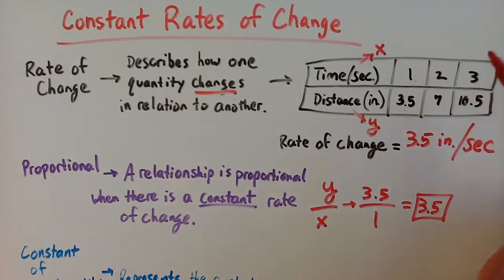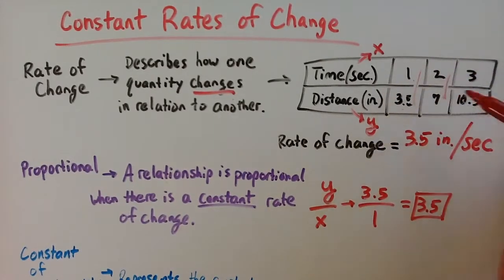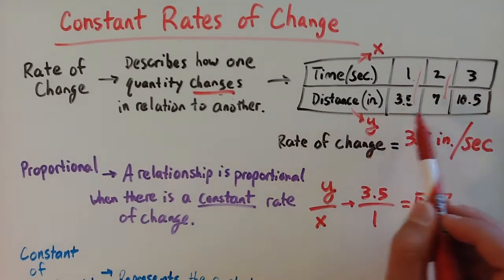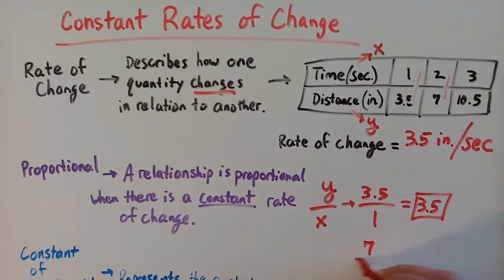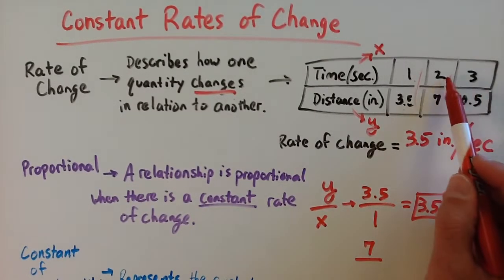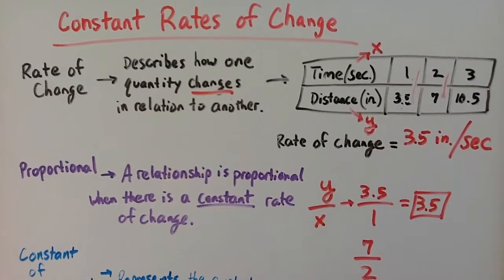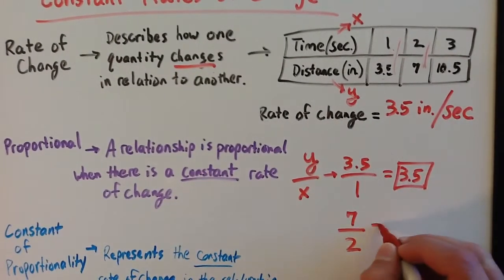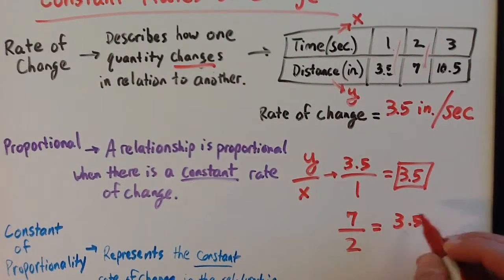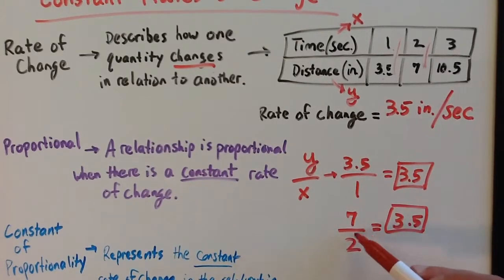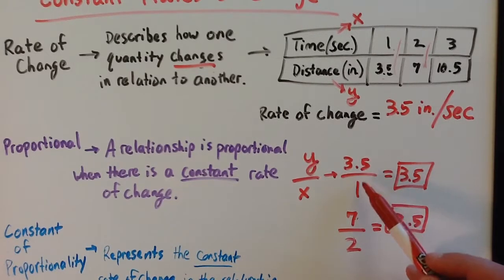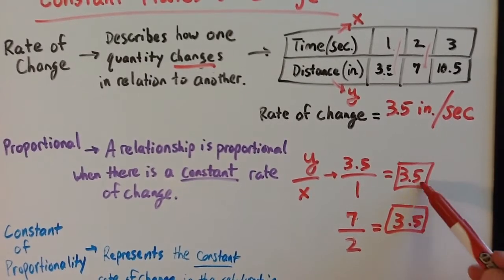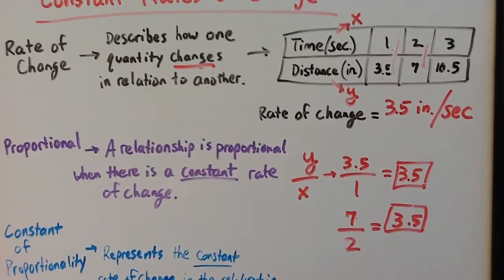Now let's compare the second column. Compare the y value, 7 on top, to the x value, 2. What is 7 over 2, or 7 divided by 2? That is also 3.5. As you can see, this ratio, 7 over 2, is the same as this ratio. They're both equal to 3.5. That's a good sign, but we need every value in the table to have the same rate of change for the relationship to be proportional.